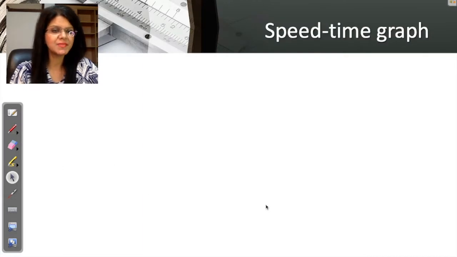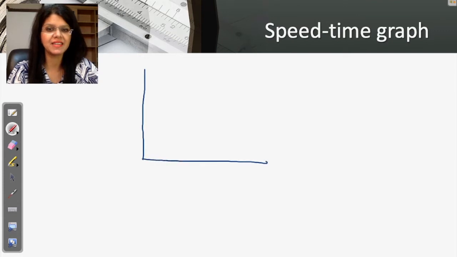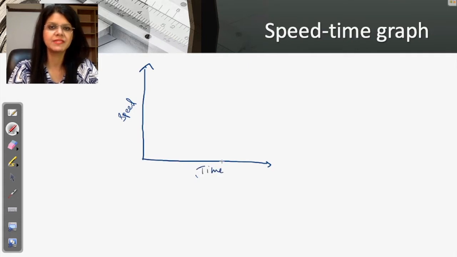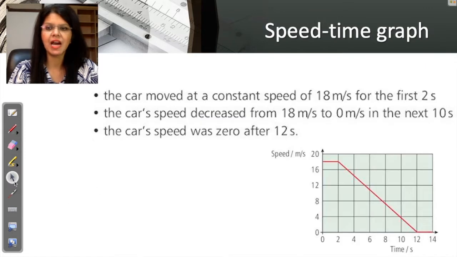Speed time graph. What is a speed time graph? Like the distance time graph, the speed time graph is also a graph with the y-axis and the x-axis, with the speed on the y-axis and time on the x-axis. Alright, so this is your speed time graph. Let us see a sample speed time graph here to understand how it looks like.